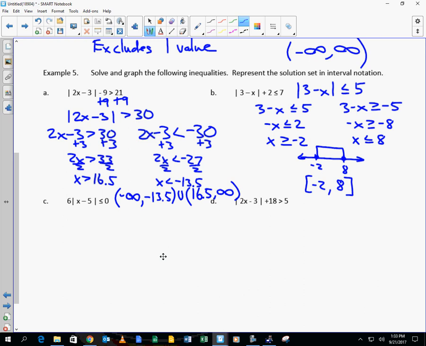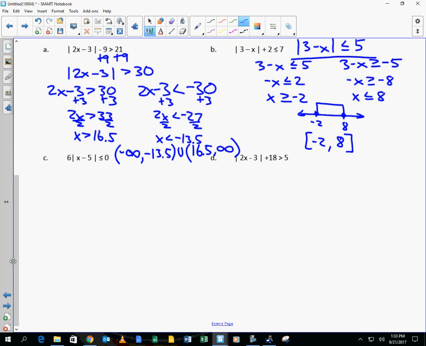Right before you take off the absolute value sign. So it would be at this point. Yep. Because if you have a negative sign in front of it, then you've got to divide that off. That'll change the sign. So it's got to be when you have just the absolute value. Okay, is that better? All right, so C and D are going to go real quick.